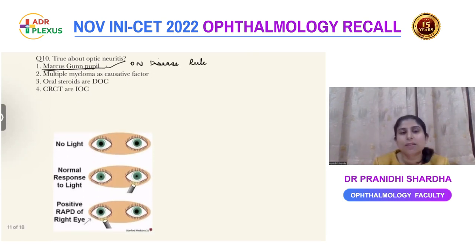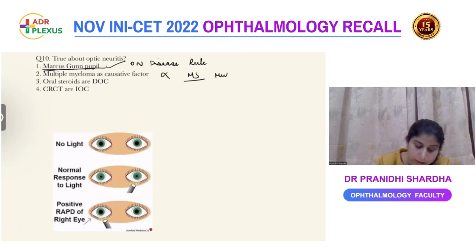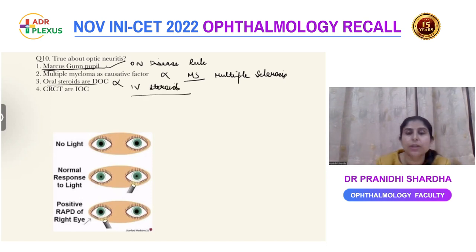Is multiple myeloma a causative factor? No. Actually, multiple sclerosis is the most common cause of optic neuritis, not multiple myeloma. Third, are oral steroids the drug of choice? No, IV steroids are the drug of choice, not the oral steroids. Next, is CT the investigation of choice? That is also wrong, because MRI is the investigation of choice.